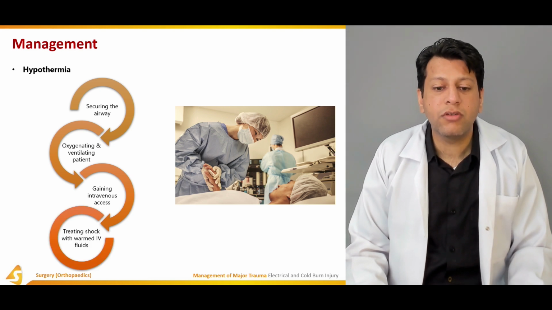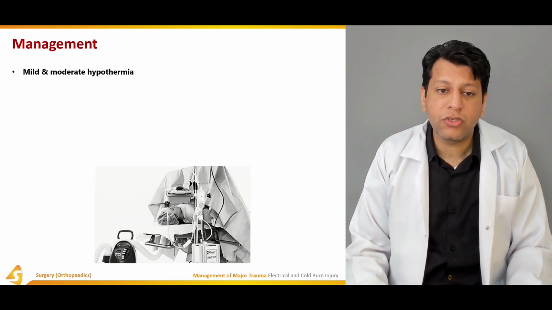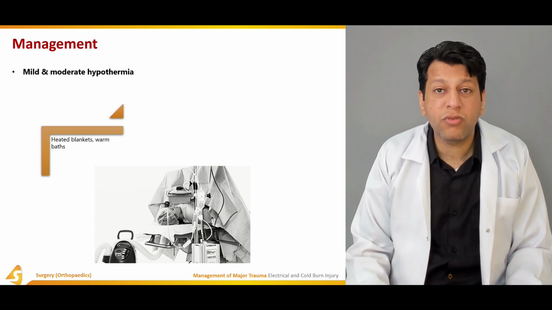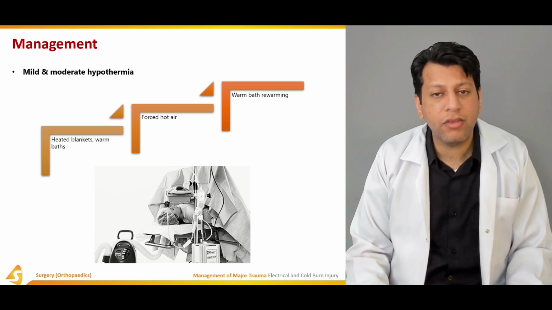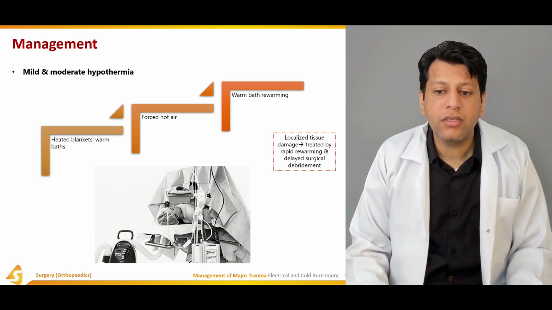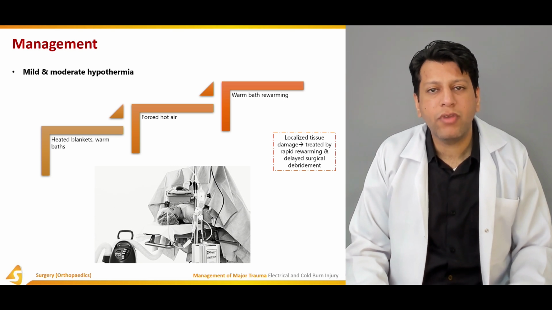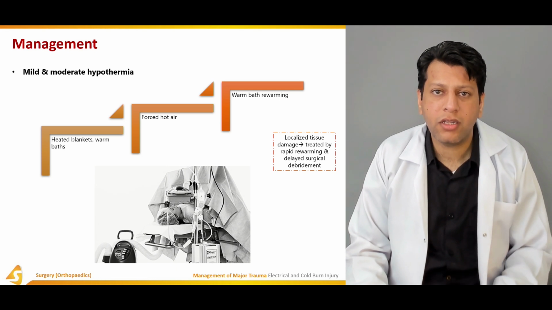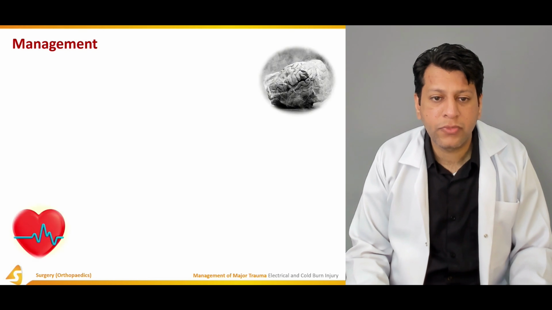Once you are done with this, you treat the shock with warm IV fluids, which is important in the case of hypothermia. Mild and moderate hypothermia can be treated with heated blankets, warm baths, or forced hot air rewarming. Usually these may be associated with localized tissue damage, and sometimes this localized tissue damage may produce edema or some kind of compartment syndrome, so we have to look out for that as well.